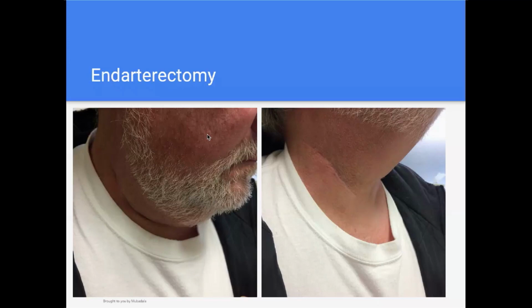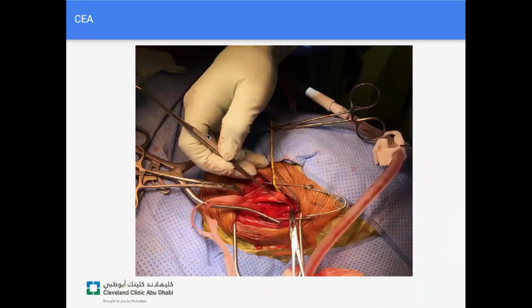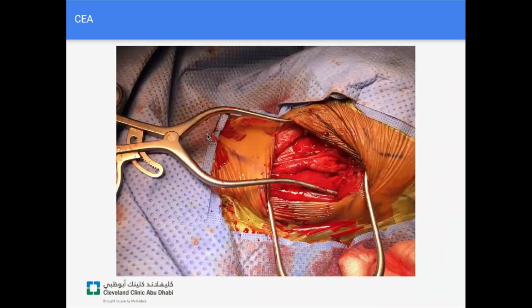The operation is done under general anesthesia in my hands. It can also be done under local anesthesia with the patient awake. This is with the artery controlled, dissected, opened, and with a plaque coming out here. It's a rather ugly plaque in a younger patient who smokes. And this is after the repair with a patch on.